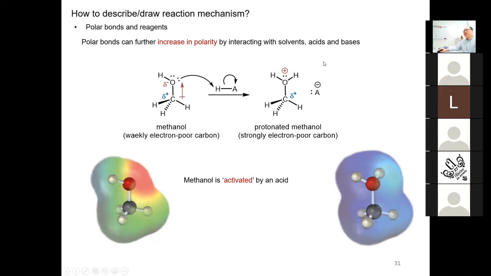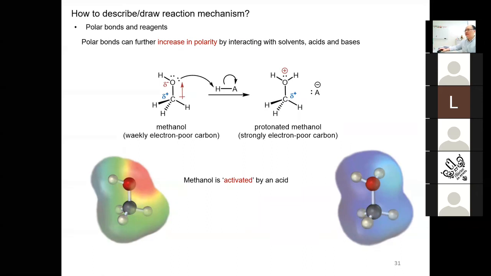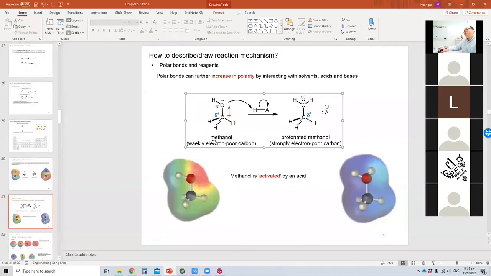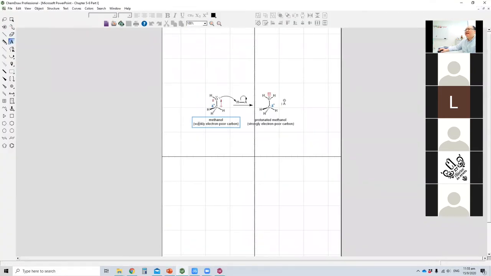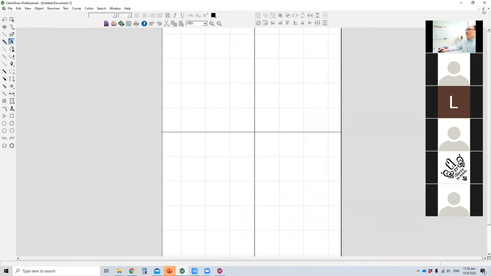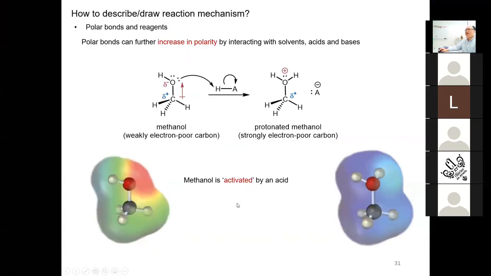So now the protonated methanol has a positive charge. And the positive charge wants electrons, right? Because it's positive. If you are negative, you don't want electrons. But if you are positive, you want electrons to come your way because it attracts electrons. Okay, so it goes from a weakly electron-poor carbon to a strongly electron-poor carbon because of the protonation event. Right, then we can say that methanol is activated by an acid.